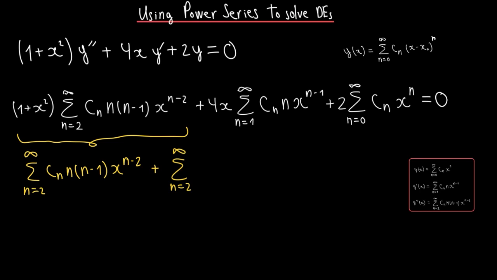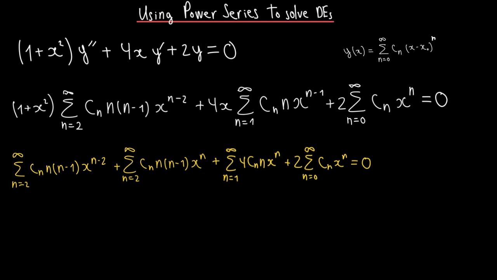Then going from 2 to infinity of Cn n minus 1 x to the power of n. And we reiterate this process for this factor over here, where we distribute the 4x. And so x times x to the power of n minus 1 is just x to the power of n. Now what we need to do is algebraically manipulate our expression in order for each sum to have an expression containing x to the power of n.